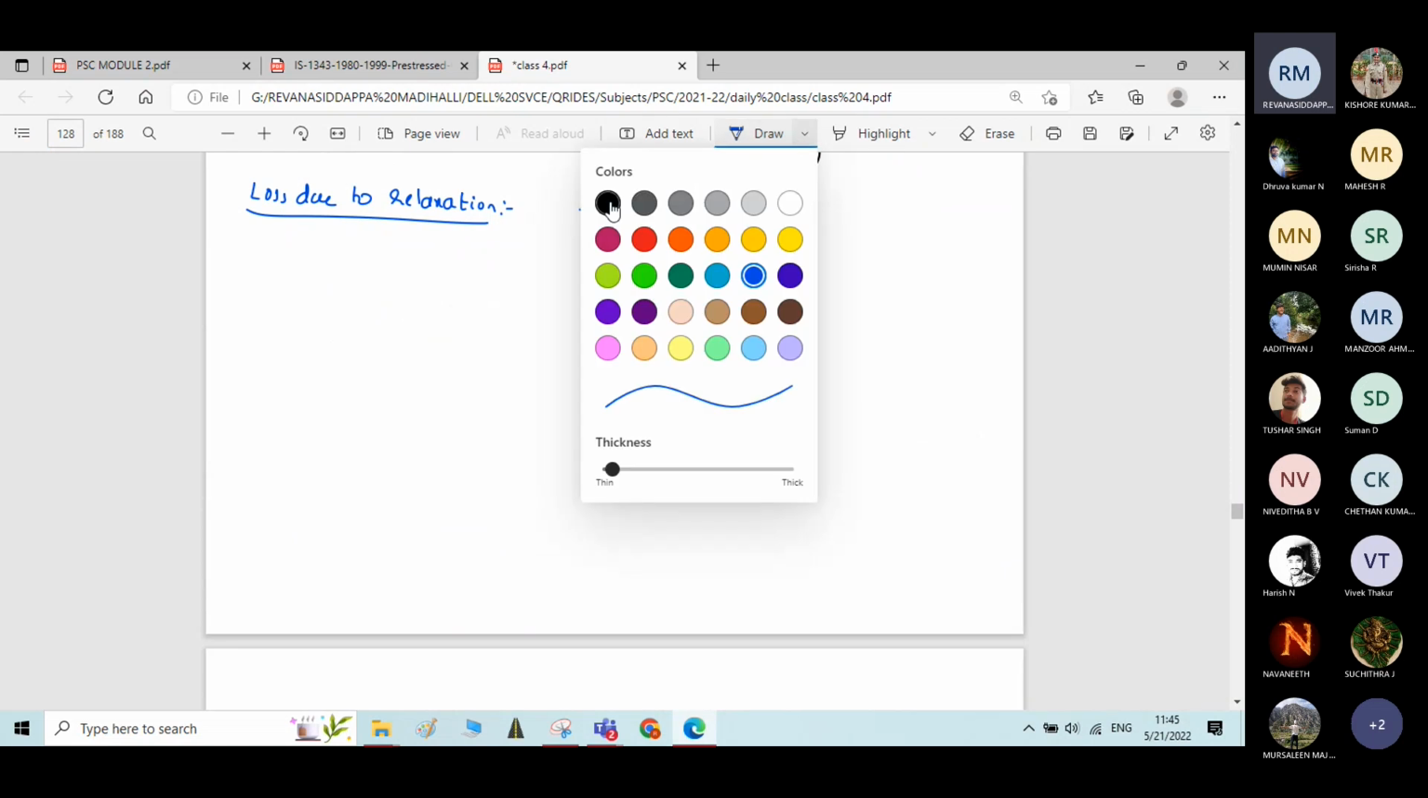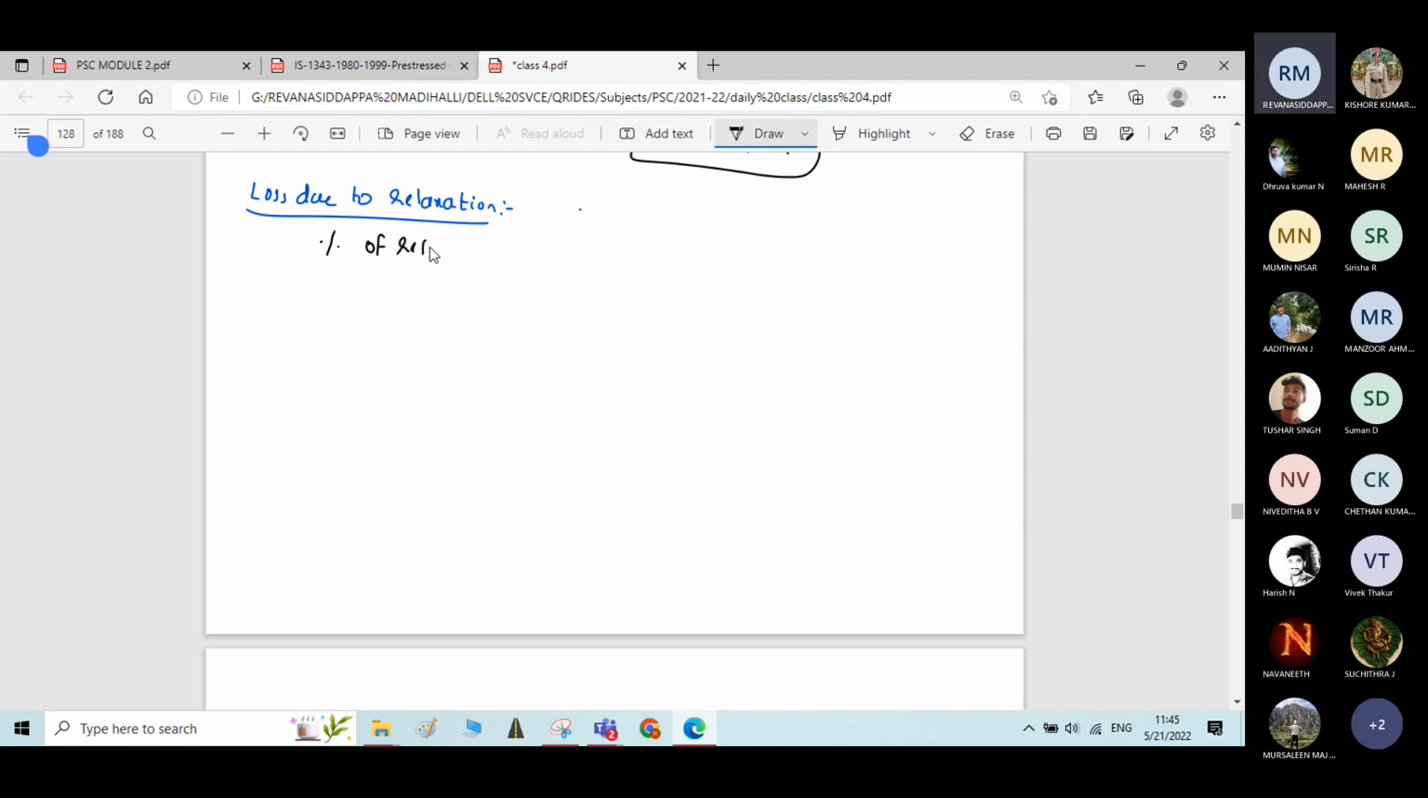Percentage of relaxation of stress in steel is given as 2%. Therefore, loss is equal to 2 by 100 into initial stress 1147.88. By this percentage relaxation, we get the loss due to relaxation of stress in steel. Take the answer. It is 22.95 Newton per mm square.